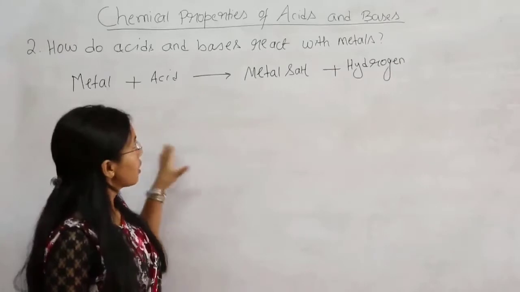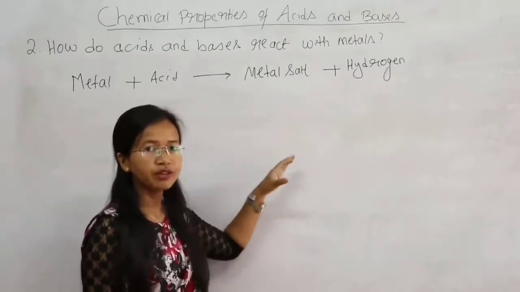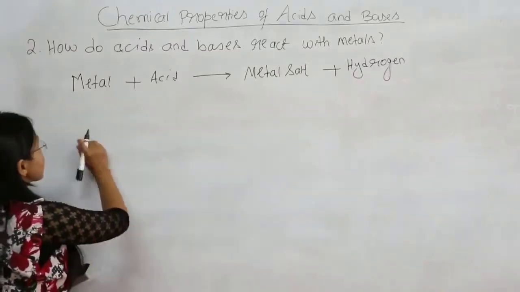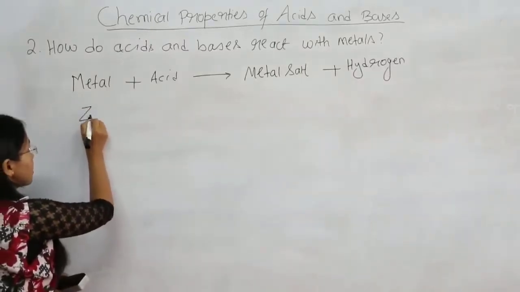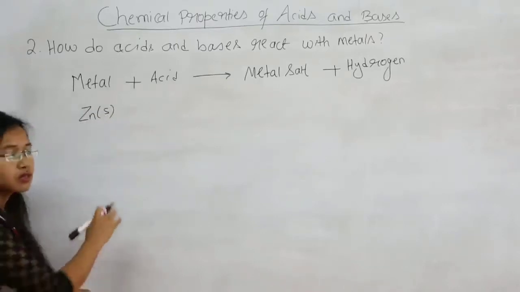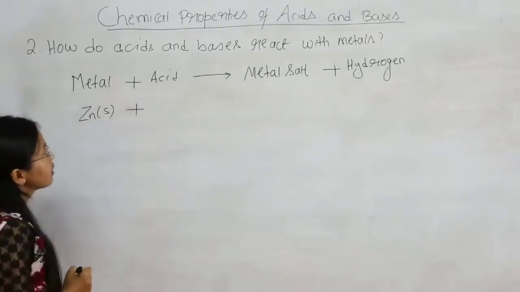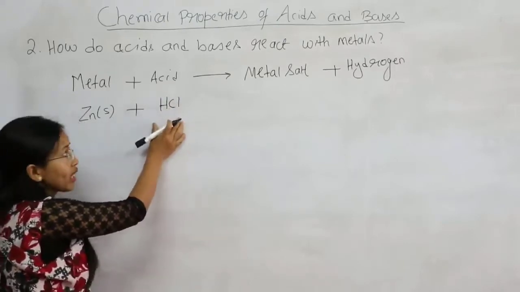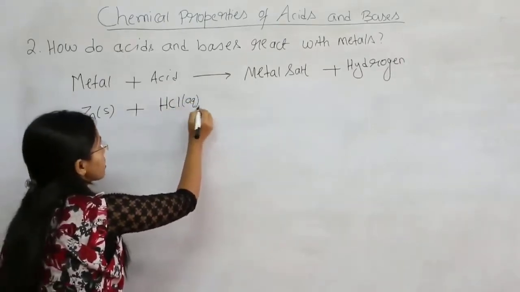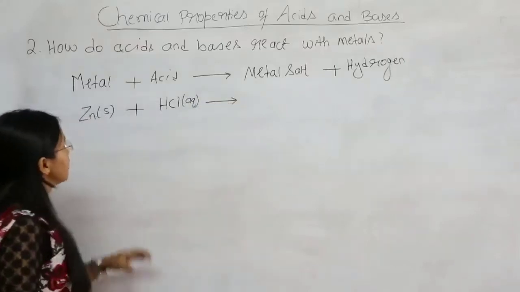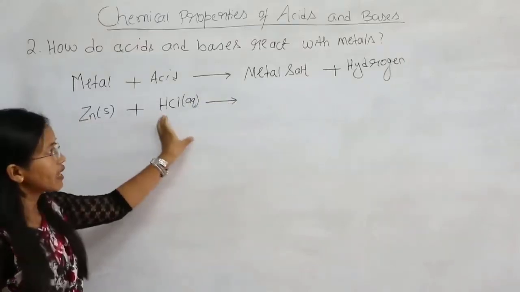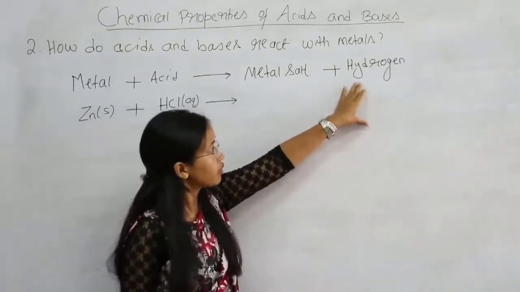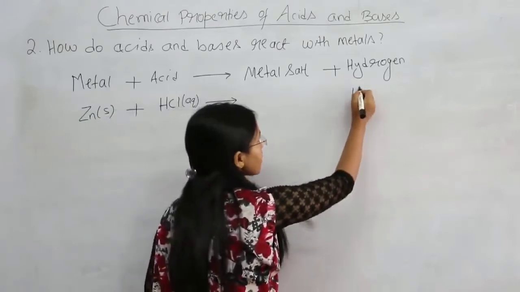Right? So to understand this reaction very carefully, let me give some examples so that you can visualize it clearly. Let us take metal to be zinc in solid form. Zinc is the metal. Acid, let us take HCl, that is hydrochloric acid in aqueous solution. So what happened? When metal reacts with an acid, we are going to get metal salt with hydrogen.